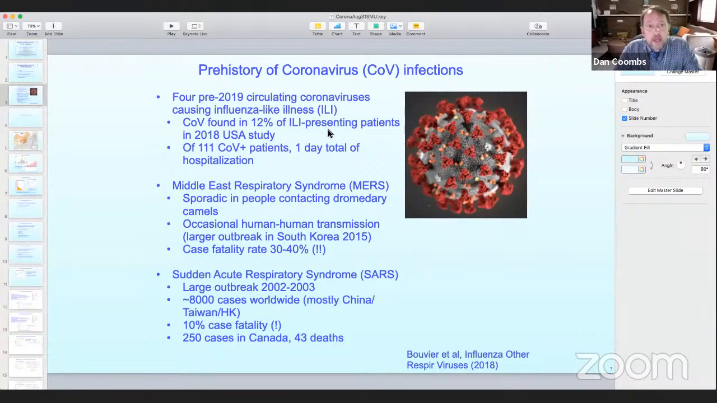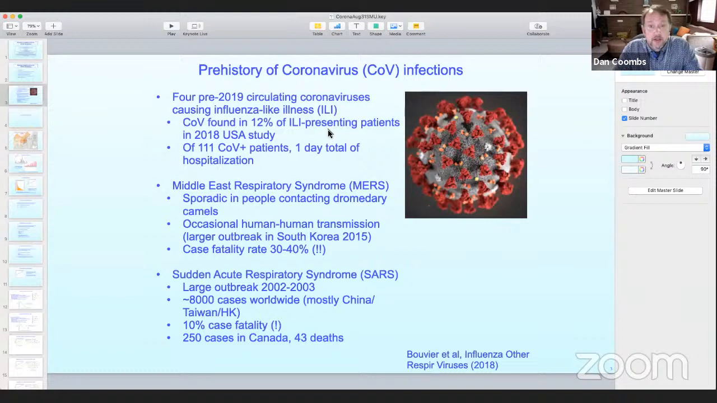Then there are the 2 famous coronaviruses that were around before this year. One is Middle East respiratory syndrome, which is essentially a bat camel virus, and occasionally you get human-to-human transmission. There's been 1 large outbreak in South Korea in 2015. It has a very high case fatality rate of 30 to 40%. That's extremely high for any human disease.